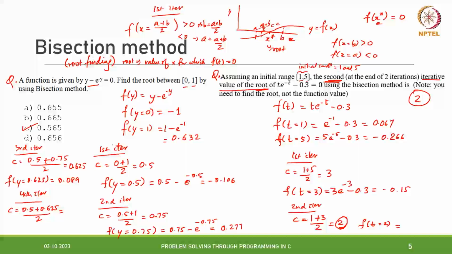Is it clear how this bisection method works? So we need to continue doing that until the value comes very close to 0. It's called the tolerance limit. You can take a tolerance limit of, say, 0.001 or something like this. Finally we get a value which is very close to 0, and then you consider that to be the root. So that is how the bisection method works.